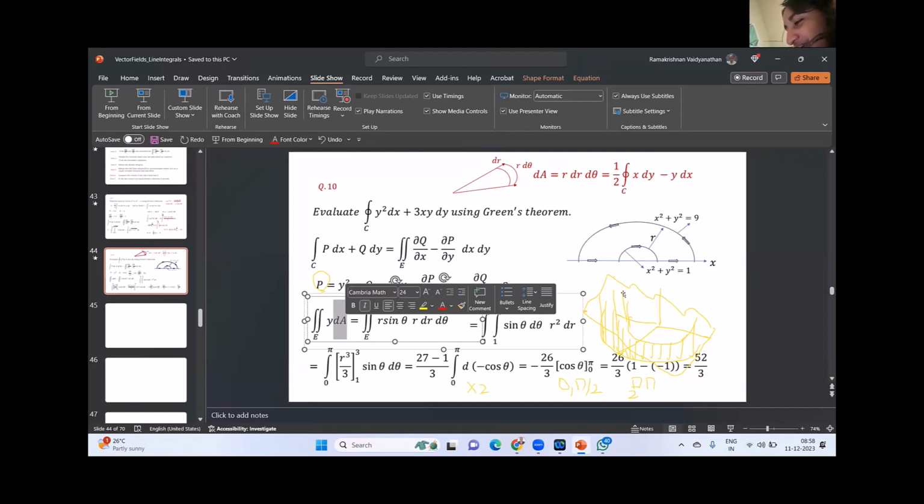Yes, because each point that is given here, x squared plus y squared is equal to 1 here, x squared plus y squared is equal to 9 here, that's the 2D plane. We are only doing this 2D problem. You said if each point is given a value, each point is essentially given a height. Yeah, it is given a value.